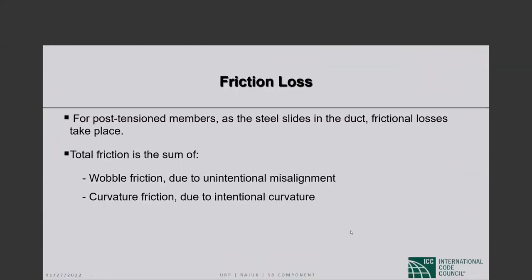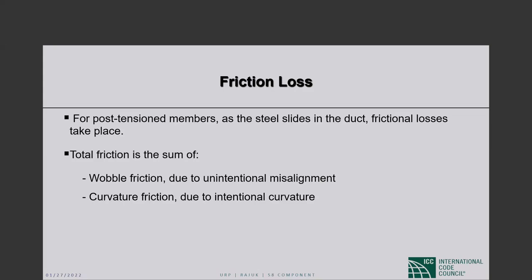Now, friction loss is common for post-tensioning, not for pre-tensioning. Let me explain. What happens in friction loss is that you have this duct in post-tensioned members. Before you place the concrete, you stretch the steel, and the steel is going to slide against the duct, right? You think it's in the middle point, it may not be in the middle point, especially for curved ducts, that can be an issue. So friction loss will happen because of the sliding effect. And that's taken care of by the friction loss.